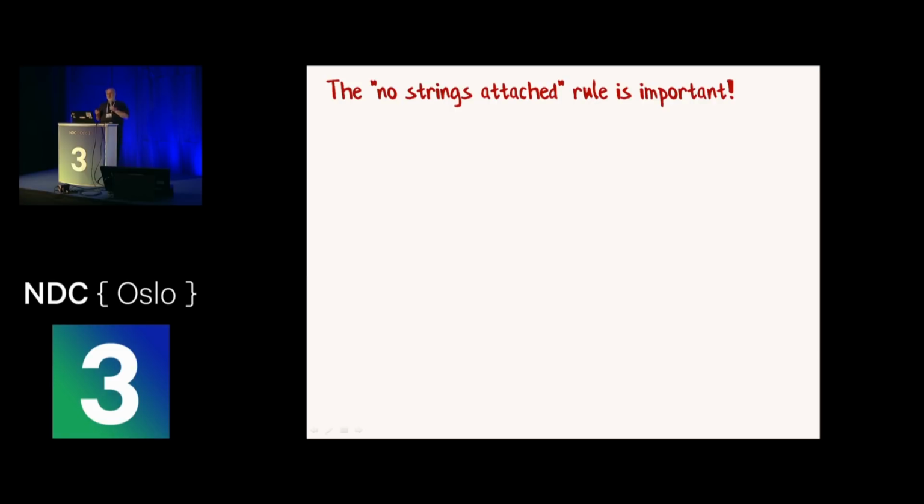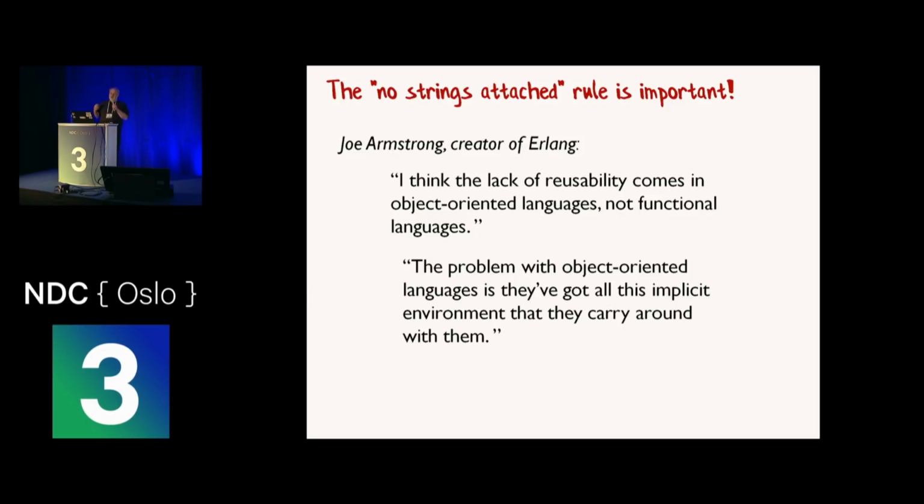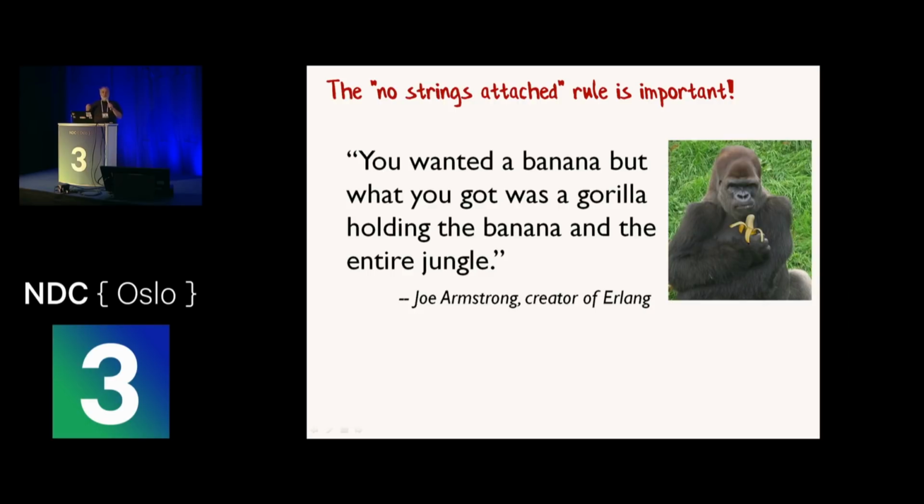Right, this no strings attached rule is really important. In fact, Joe Armstrong, who created Erlang, has a whole famous quote about this. He said, "I think the lack of reusability comes in object-oriented languages, not in functional languages." Why is that? The problem with object-oriented languages is they've got all this implicit environment that they carry around with them. You wanted a banana, but what you got was the gorilla holding the banana, and you got the entire jungle.